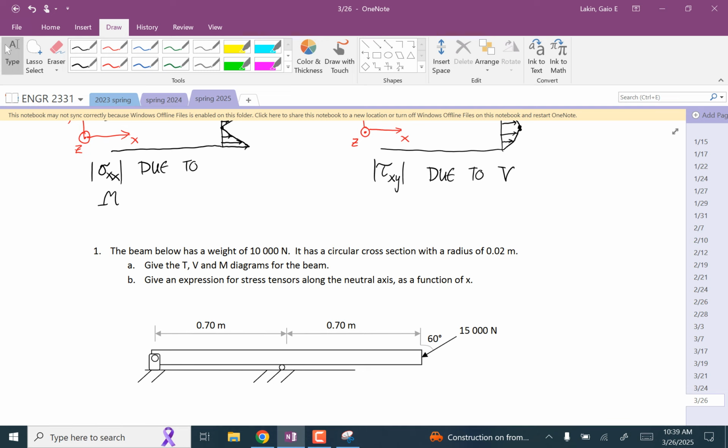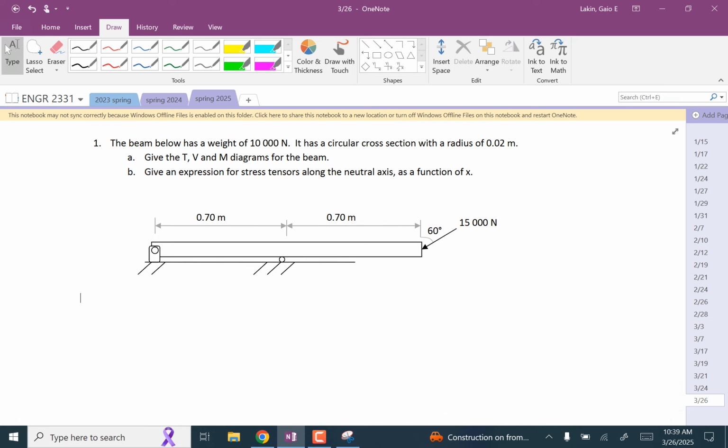Okay, so we want to calculate the internal loads for this, and then an expression for the stress tensors along the neutral axis as a function of x. Okay, this is a good one. Along the neutral axis means that the bending moment isn't going to matter. We have to first start by calculating those internal loads.